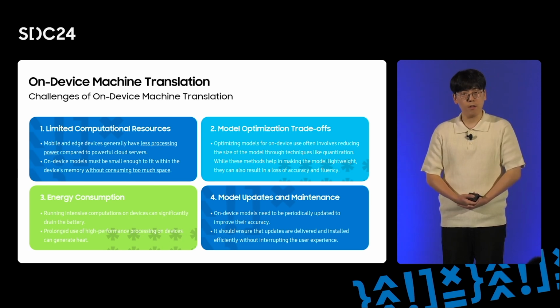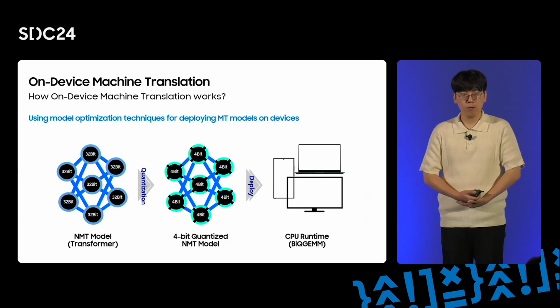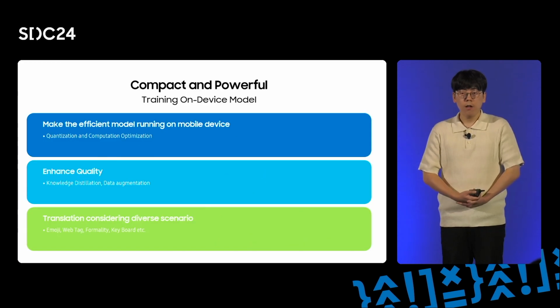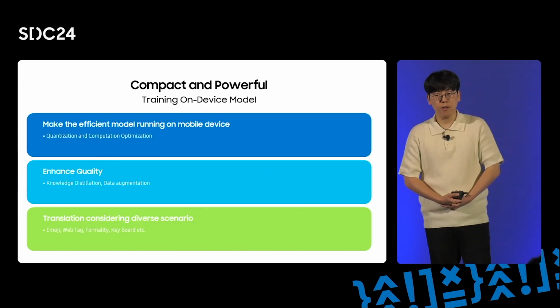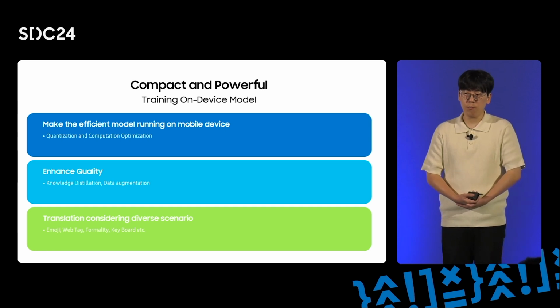Lastly, there is the issue of model updates and maintenance. On-device models need to be periodically updated to improve their accuracy. Managing these updates can be challenging. So, how does on-device machine translation work? In the next chapter, I will explain in detail how we developed our on-device model. I will address the challenges we faced in order to make our translation model available for live scenarios.